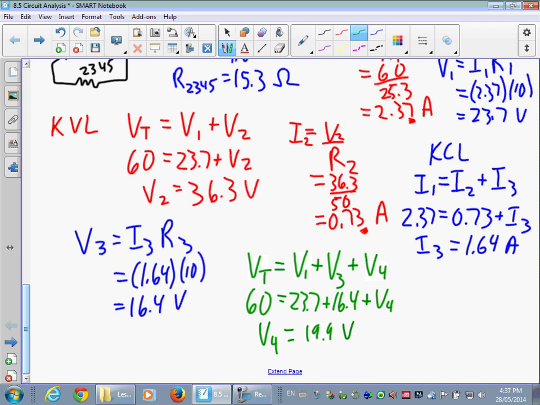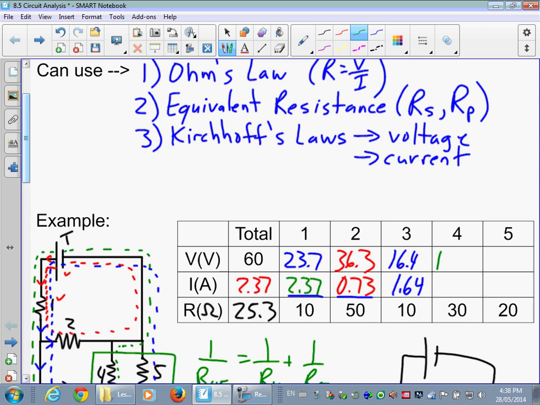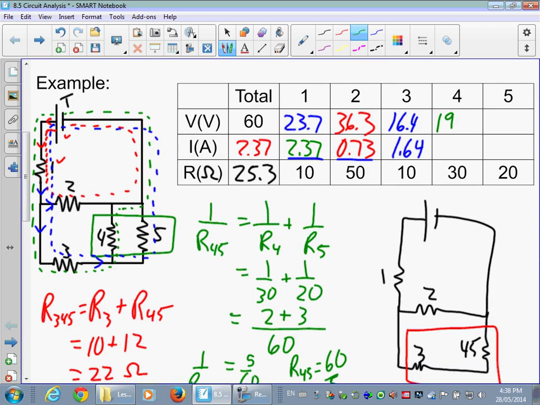You'll also notice that V3 plus V4 happens to be the same as V2. That's another way you could look at this. It's just another way of using the voltage law. So that's 19.9. Similarly, you could do exactly the same thing with the blue path over here and get the exact same voltage. It's the exact same process except you use V5 instead of V4.